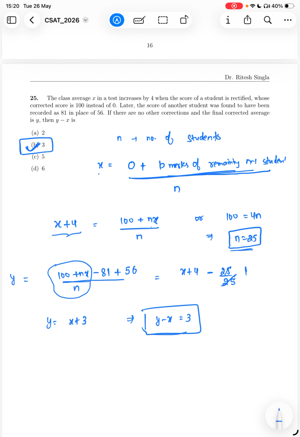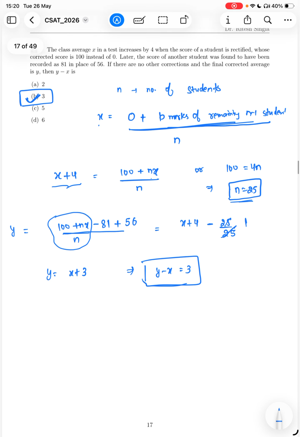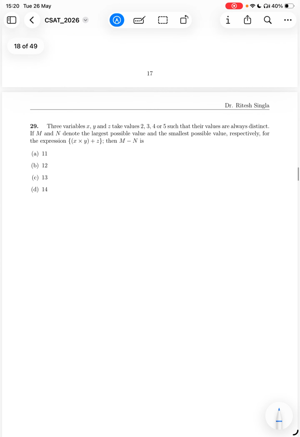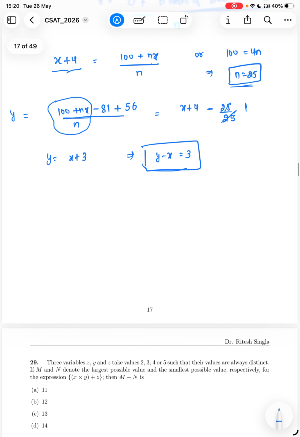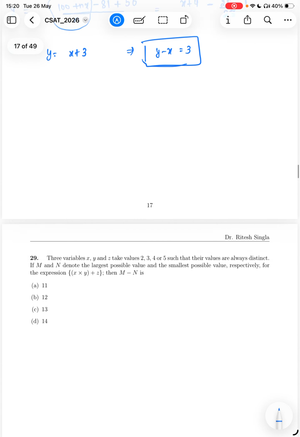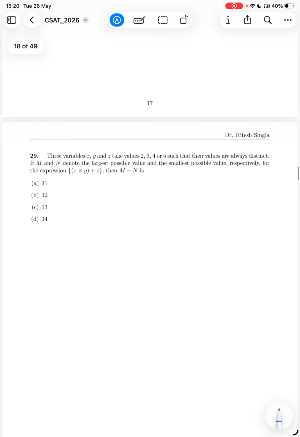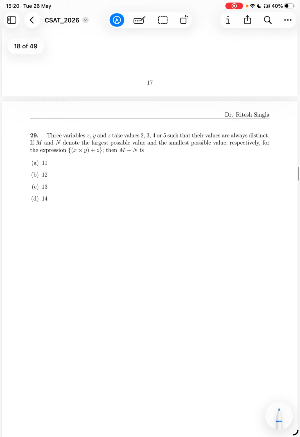Okay, let us come to the next question, which is question number 29. If you see, we have a jump here, from question number 25 we are moving to question number 29. If you see set A, you will find that the questions between 25 and 29 are reading comprehension questions, and in this series we are just focusing on the mathematical and logical reasoning based questions.